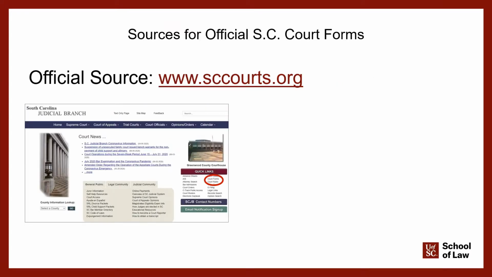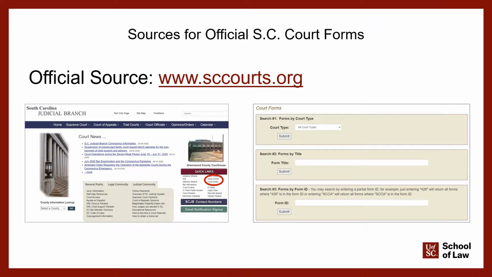Again, the South Carolina Judicial Branch on sccourts.org down in Quick Links has a link for court forms. It opens up another one of their not terribly useful search engines because you can search by court type, by form title, or by the form ID number. And the patron usually doesn't know.